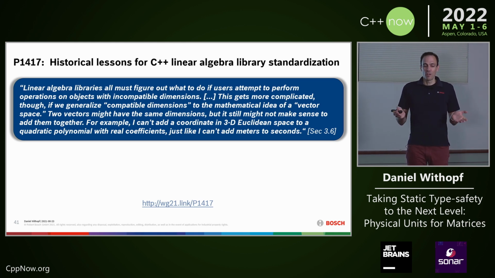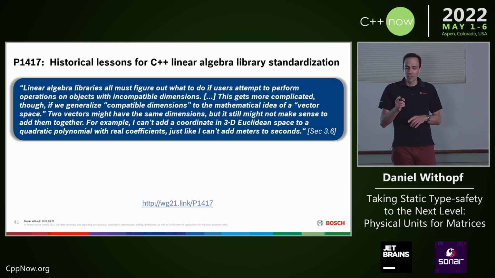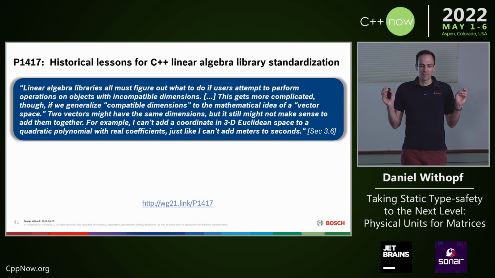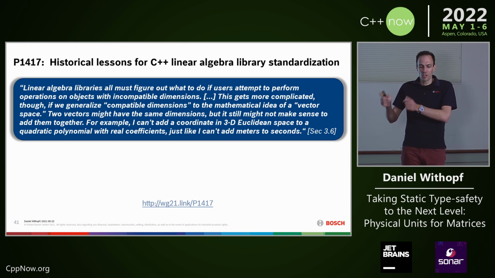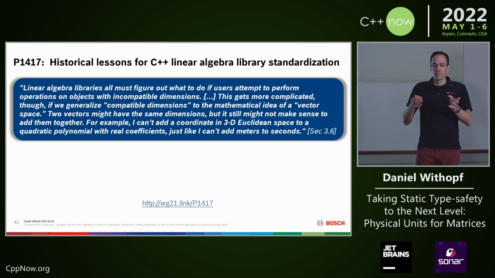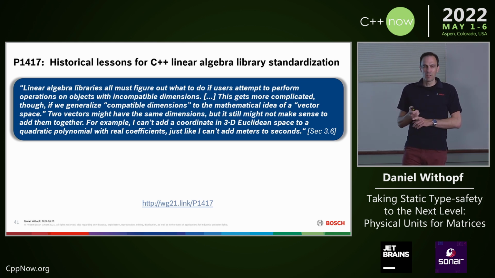Linear algebra libraries all must figure out what to do if the user attempts to perform operations on objects with incompatible dimensions. This gets more complicated, though, if we generalize compatible dimensions to the mathematical idea of a vector space. Two vectors might have the same dimensions, but it still might not make sense to add them together. For example, I can't add a coordinate in 3D Euclidean space to a quadratic polynomial with real coefficients, just like I can't add meters to seconds. And I should mention you also can't add two 3D Euclidean vectors if they are from different spaces.